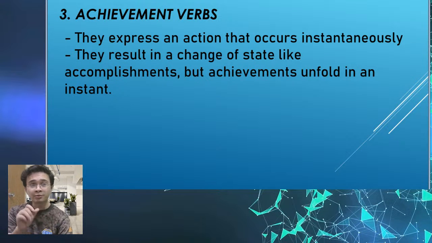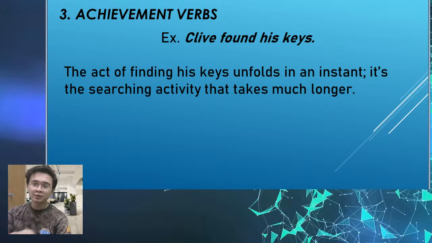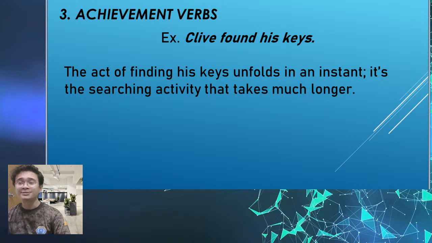Okay, but anyway, remember, both of them show a result, and their only difference is their time duration, how long the action happens, and also how long the result of the action takes. So sometimes you need to be careful trying to differentiate between achievement verbs and accomplishment verbs. For our example sentence here first: Clive found his keys. Our verb here is found. As you can notice, found really happened so quickly, right?